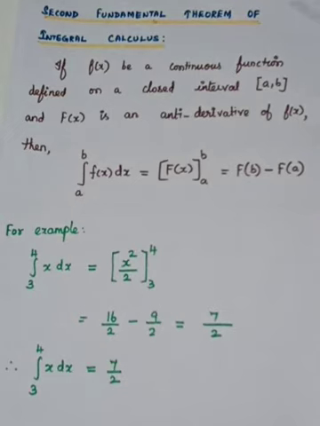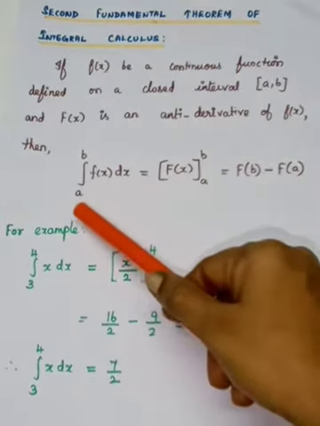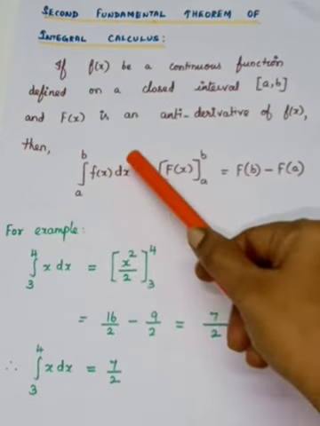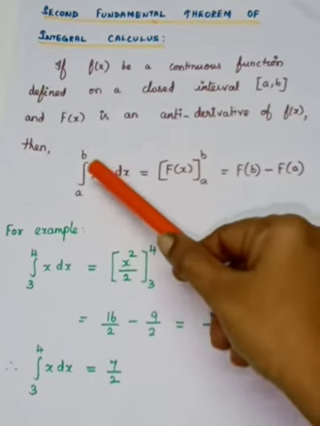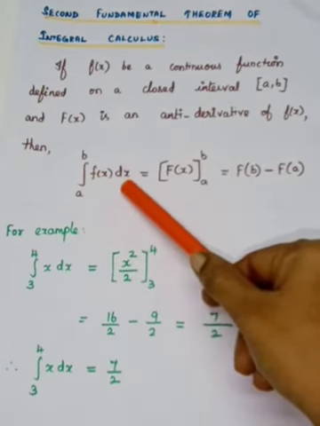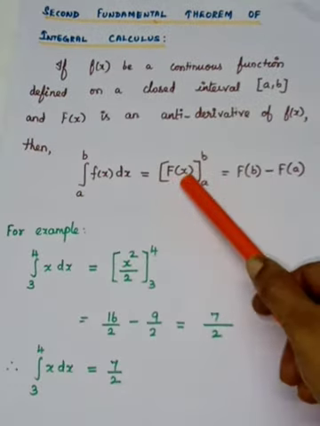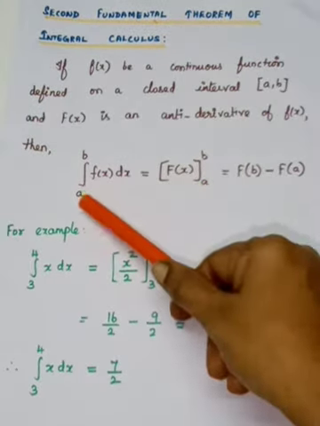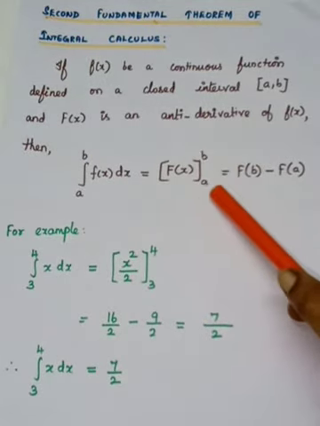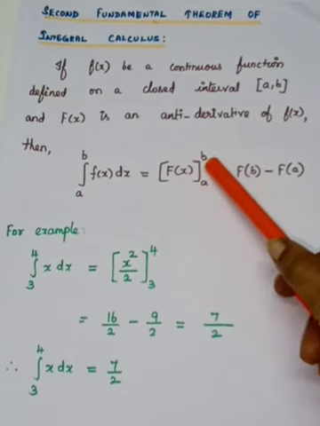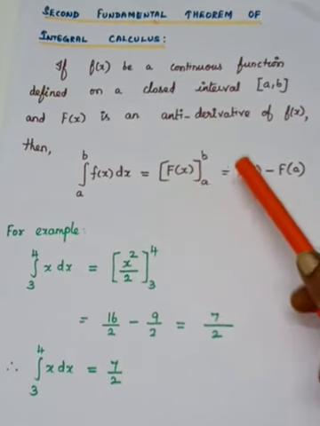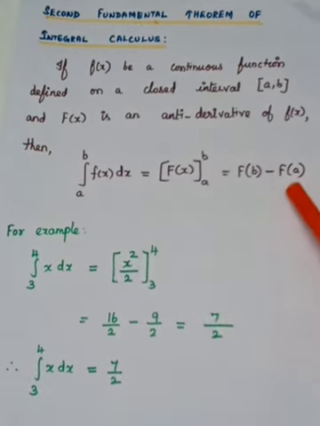If these two things hold, how do we evaluate the integral from a to b of f(x) dx? The integration of small f(x) with respect to x is capital F(x), and you have to apply the limits, from a to b. B is called the upper limit and a is called the lower limit. So your answer is F(b) minus F(a).